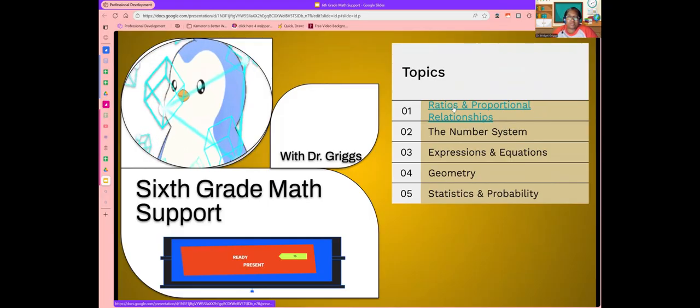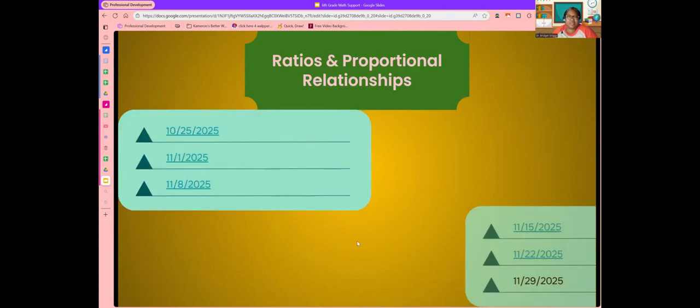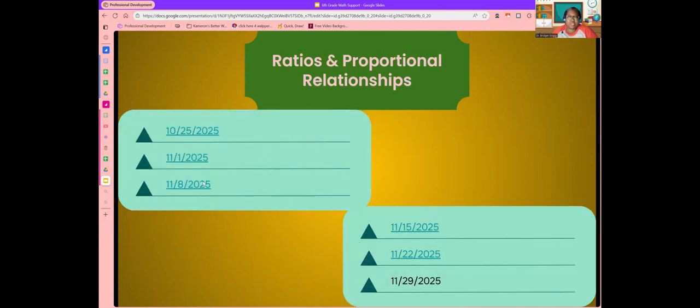Right now, we're dealing with ratios and proportional relationships. So, inside of ratios and proportional relationships, we have 6 objectives. We're working on the 5th one right now. So, let's check it out and see what it says.